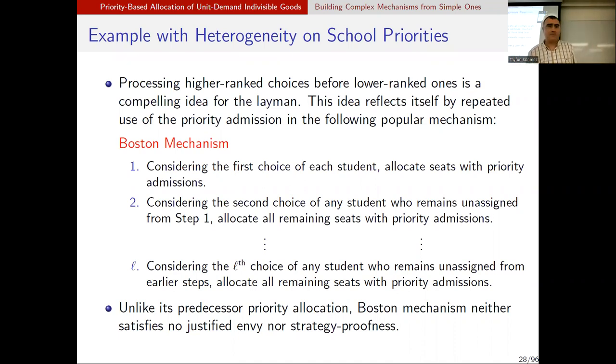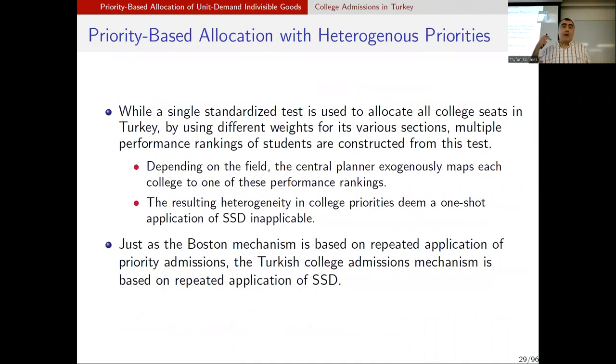Now, while a single standardized test is used to allocate all college seats in Turkey, what they do is, by using different weights for its various sections, multiple performance rankings of students are constructed from this test. So basically, they map, you know, engineering schools to one weighting, medical schools to another weighting, and so on and so forth, and they use the exact same test, but they create multiple rankings, depending on field, okay.